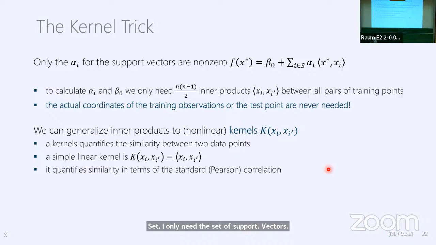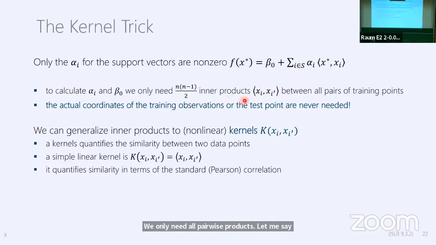And what is interesting is because now the classifier is entirely defined in terms of these inner products, we don't actually need to know the coordinates of the observations, right? We only need a way to measure how close is our test point to some x i from the training set. We don't need to actually know what are the coordinates of the x and what are the coordinates of x i. Because to calculate these alpha i, beta zeros, we only need all pairwise products.